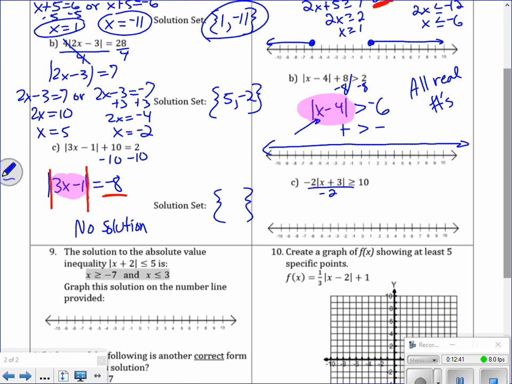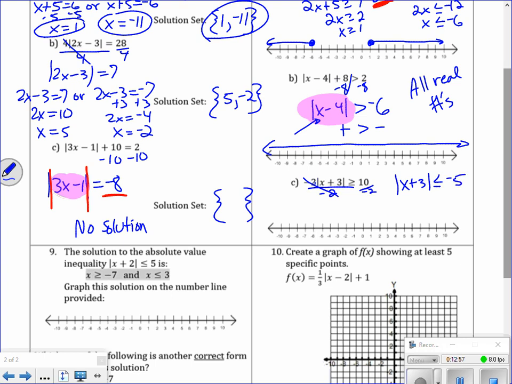All right, letter C. Divide this by negative 2. Clean that up. Do not add. This negative 2 is trying to multiply here, so I divide. So what I end up getting is x plus 3, still inside the bars. This switches to a less than or equal to because I'm dividing by negative, and negative 5.